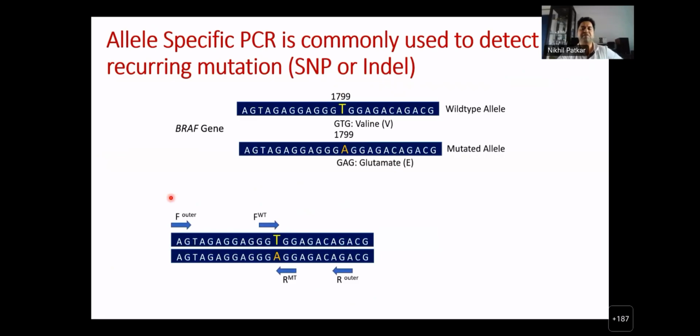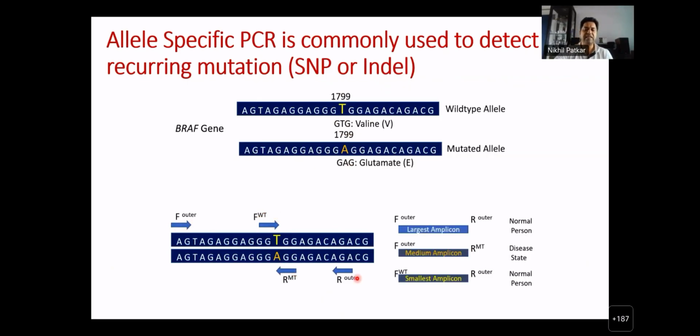So when you say allele-specific PCRs, they typically have multiple primers. So let's look at BRAF V600E. Here at this particular 1799 position, the T changes to an A. The T is the wild type allele, and the A is the mutant allele. So you use multiple primers here. One is a wild type specific allele primer, and you have a mutant specific primer, and you also have outer forward and reverse primers. So you can see that you have multiple amplicons.